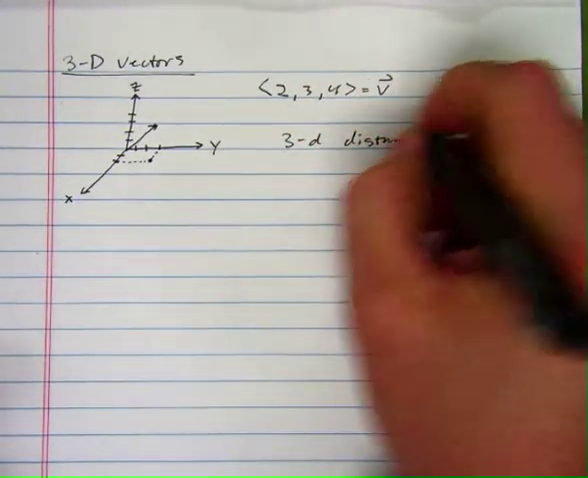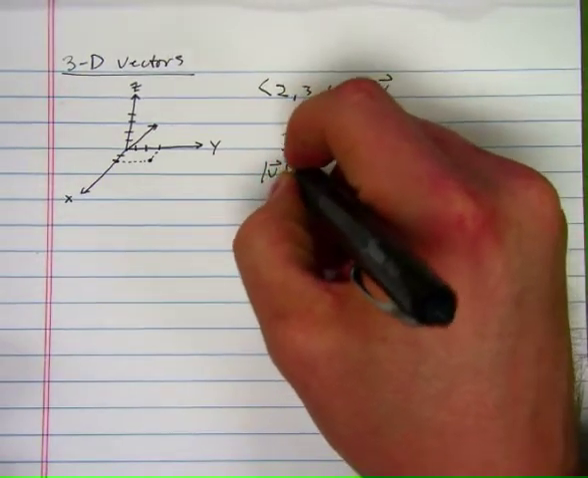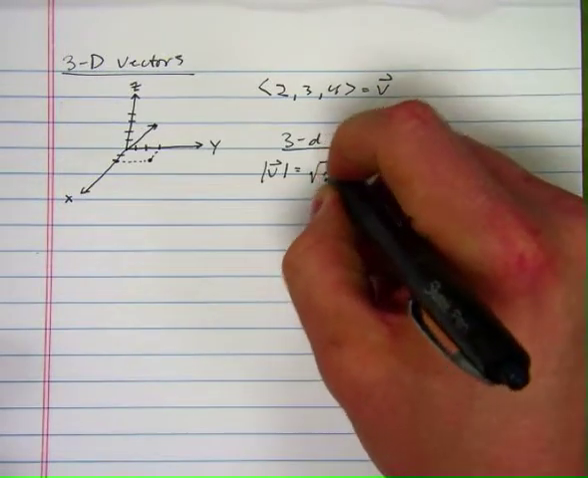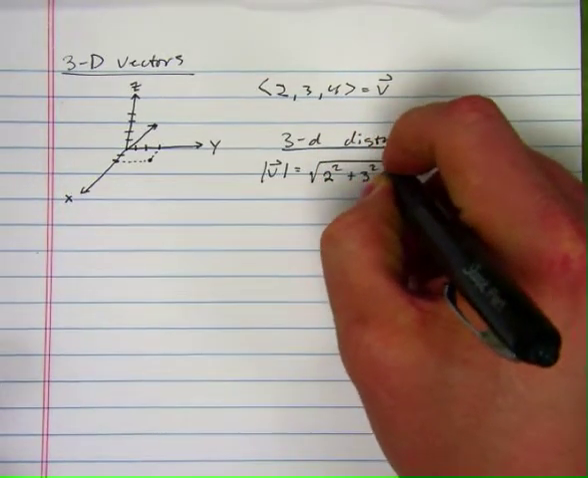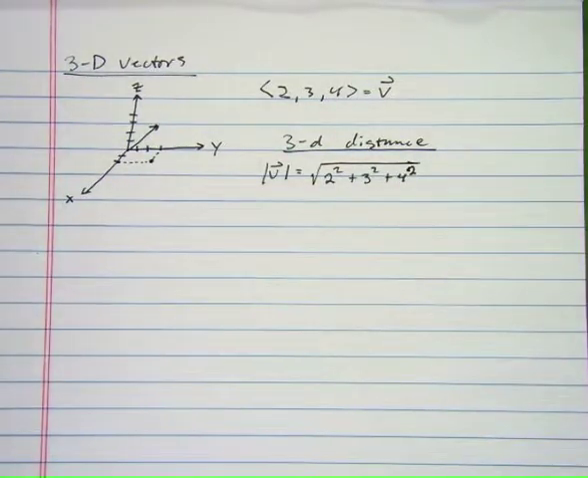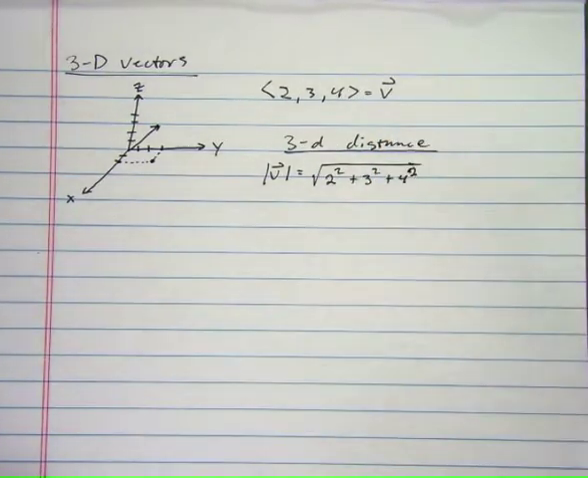It is the magnitude of the vector. So if I said the magnitude of v, you do the same exact thing. You're going to square root the square of 2 plus the square of 3 plus the square of 4. You just add that extra z in there. This is the trick that we've done before with 2 dimensions, we're just doing it now with 3.